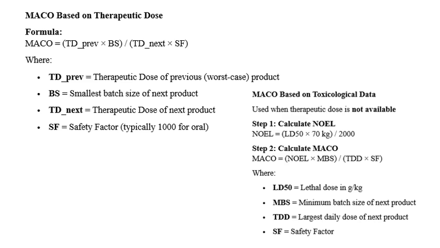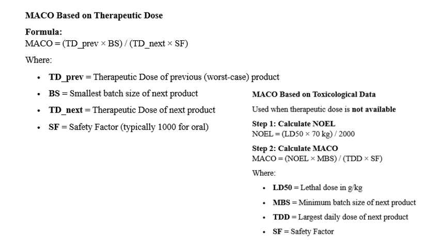Second is MACO based on the toxicological data, used when the therapeutic dose is not available. So in this, two steps are there. Step 1, calculate NOEL, that is no observed effect level. Step 2 is calculate the MACO. NOEL is LD50 into 70 kg body weight of normal human adult divided by 2000. Then MACO is NOEL into MBS divided by TDD into safety factor.